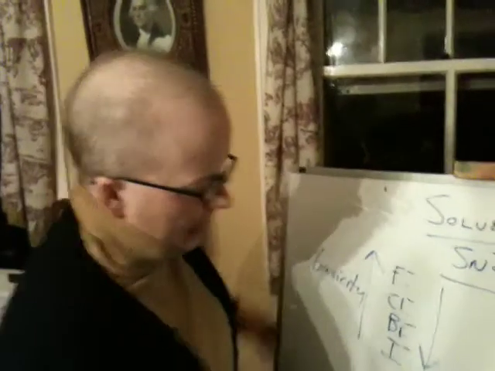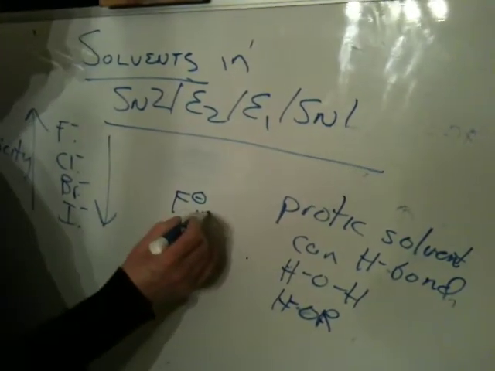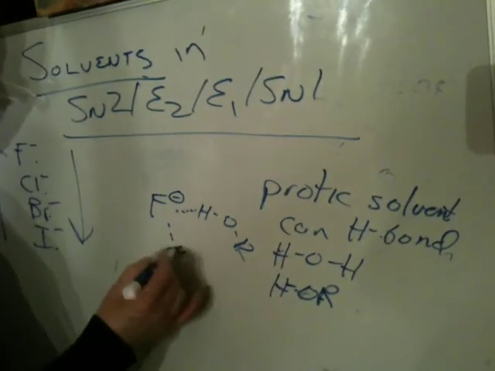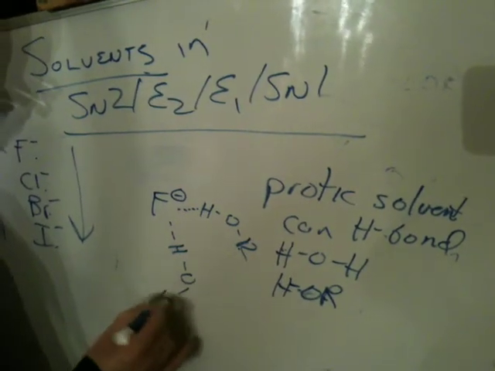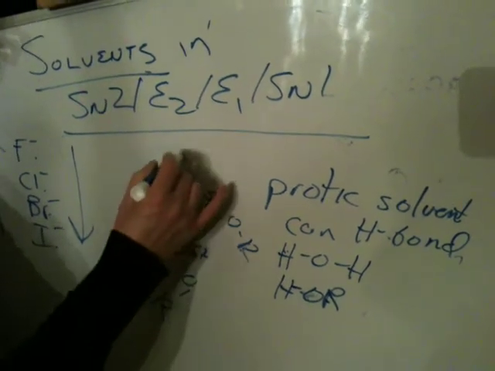So when you're in protic solvents, what happens is fluoride, which is such a strong base, interacts really strongly with the protic solvent. And of course, it's going to interact with the delta plus part of the solvent.